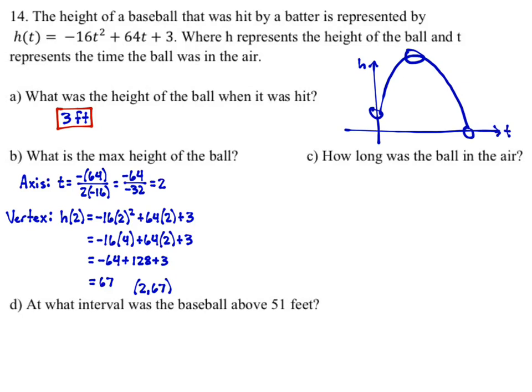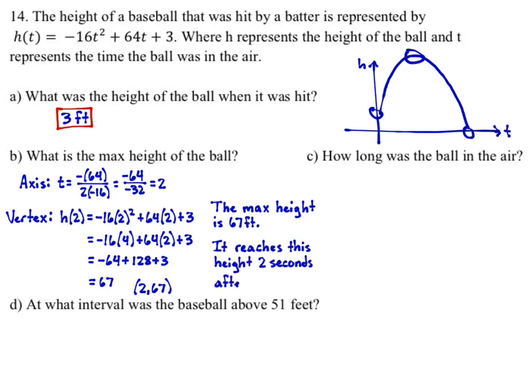So the first coordinate tells us how much time it took. The second value tells us how high it is. So we would say that the maximum height is 67 feet. And then we could add to that, we could say that the maximum height occurs 2 seconds after the ball was hit, or whatever the units of time are. It didn't say in this problem. So the maximum height is 67 feet.